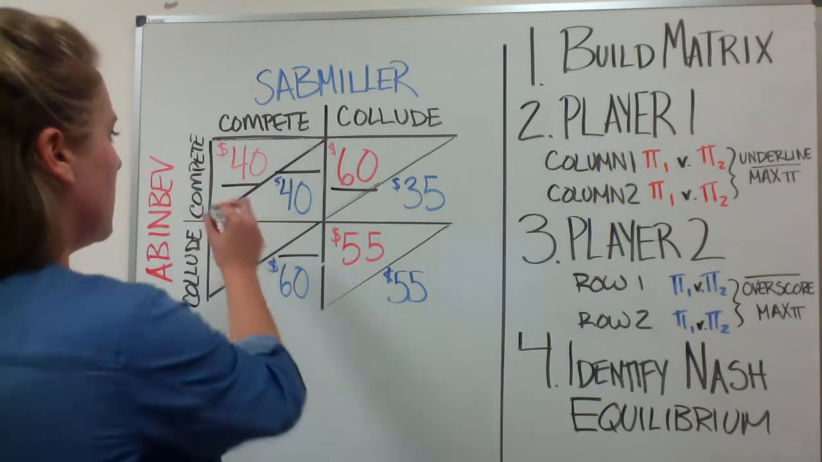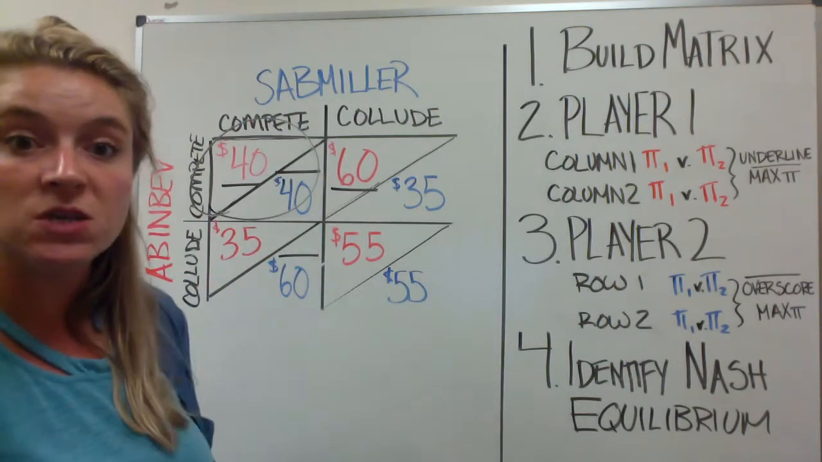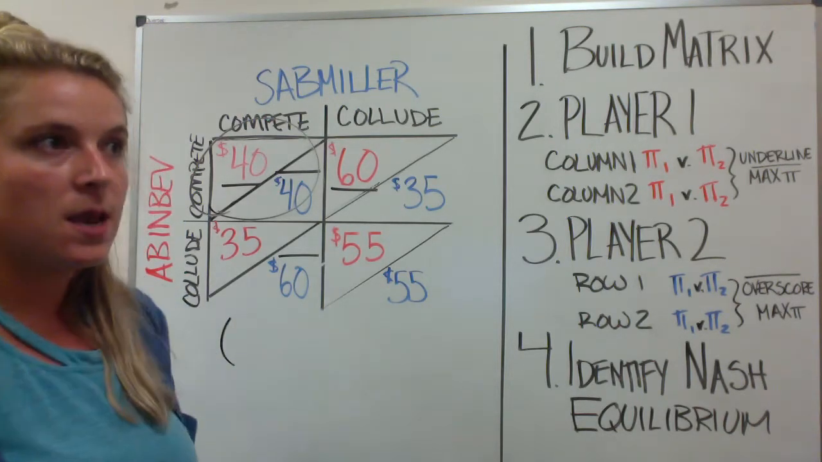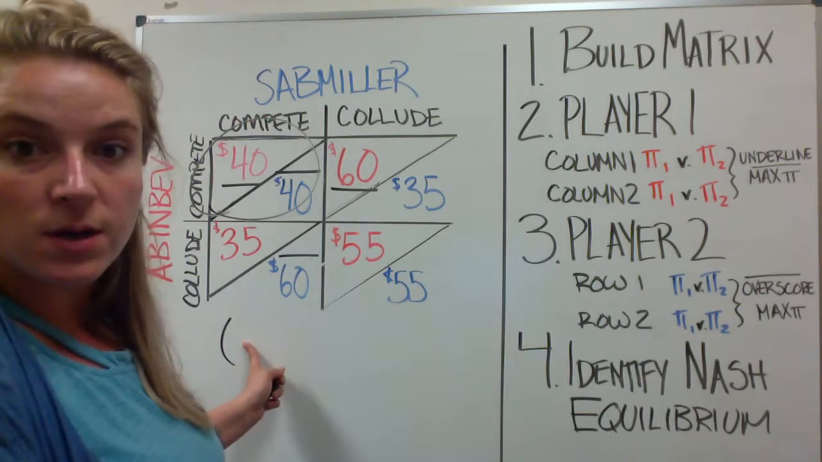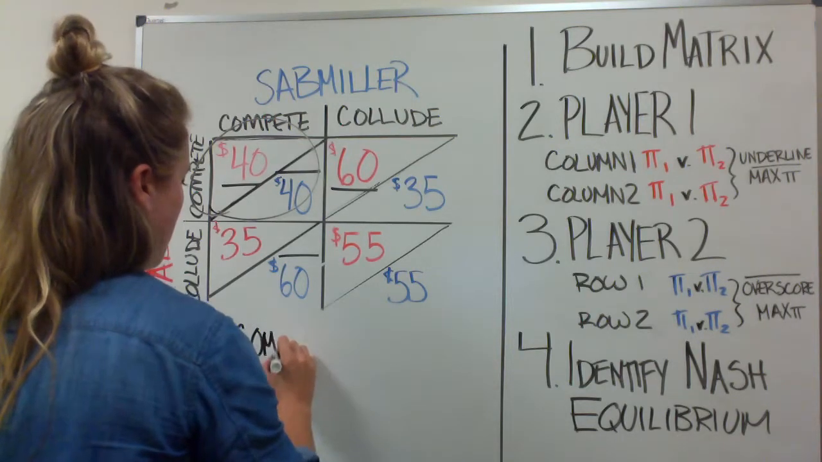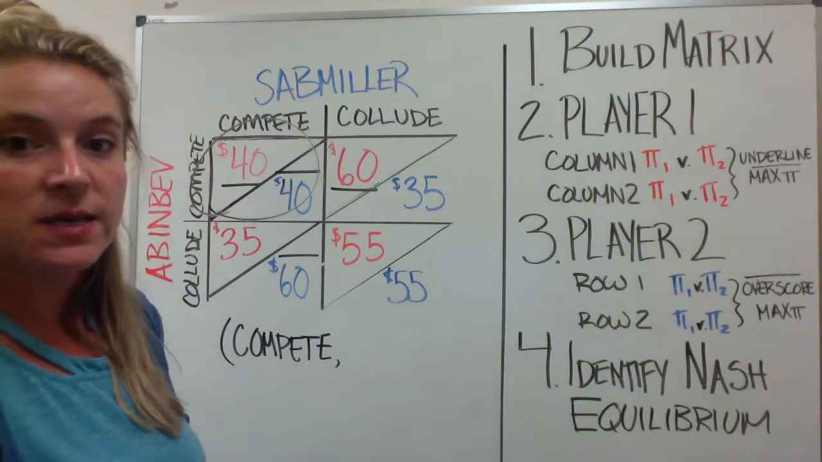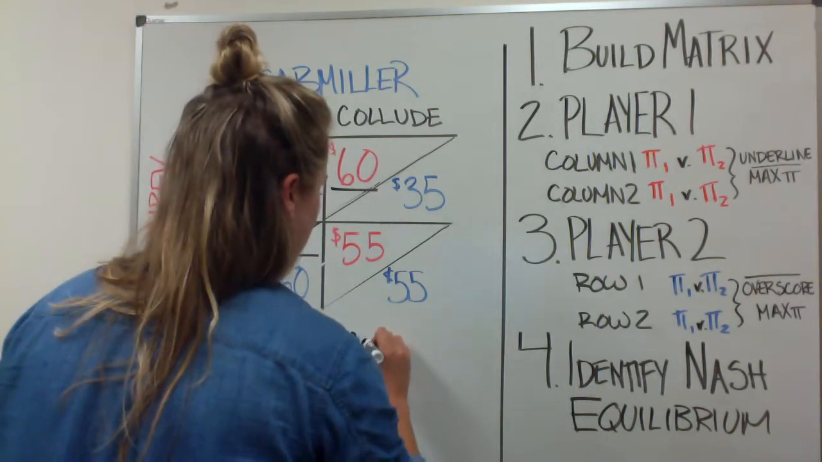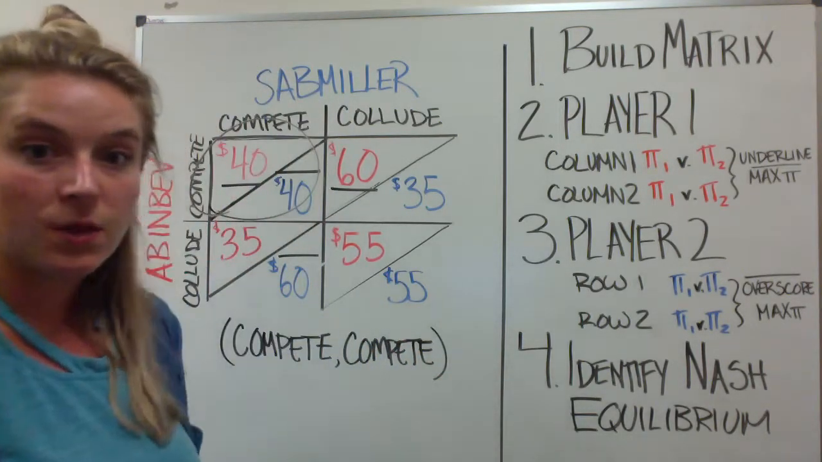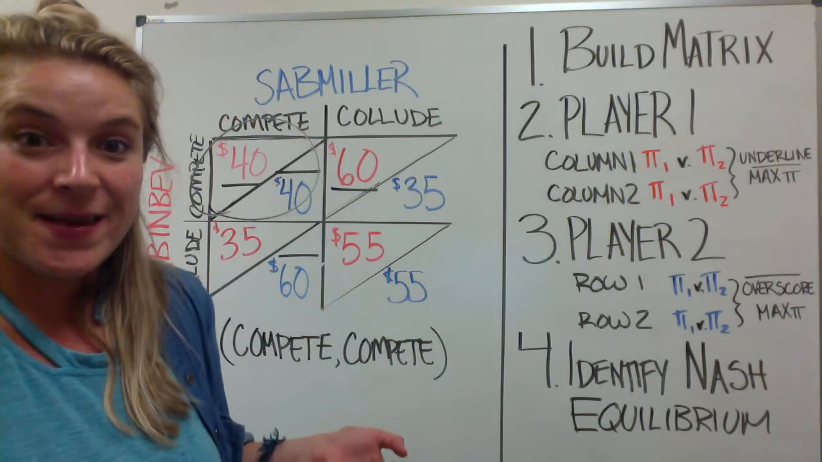I tend to circle my Nash equilibrium, but the correct notation to write out the Nash equilibrium is by putting player 1's Nash equilibrium strategy and player 2's Nash equilibrium strategy into parentheses, comma separated. And that's kind of how it works.